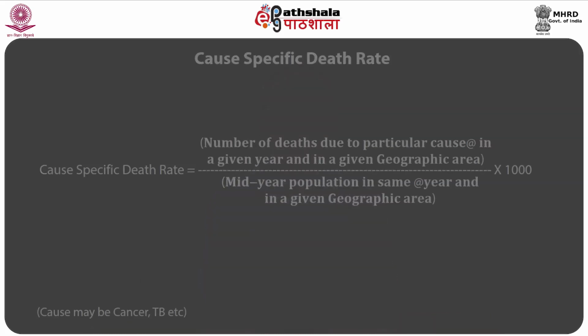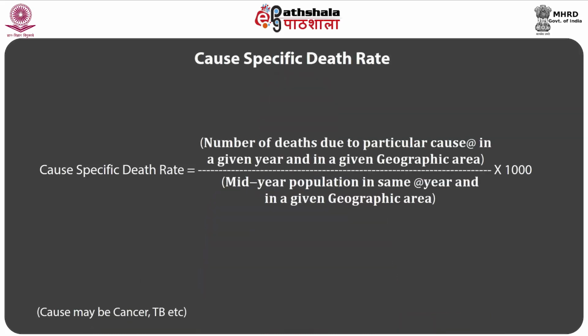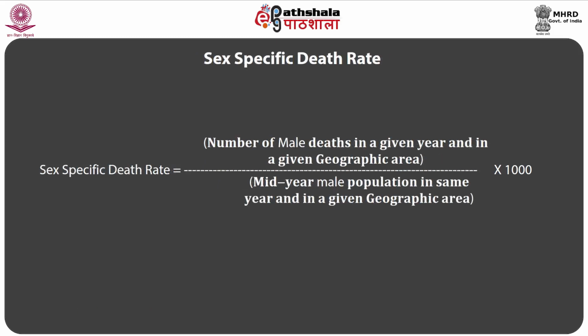Cause-specific death rates. Cause-specific death rate equals the number of deaths due to a particular cause in a given year and in a given geographical area, divided by the mid-year population in the same year and in the same geographical area, multiplied by 1000. The cause may be cancer, TB, etc. Sex-specific death rate equals the number of male deaths in a given year and in a given geographical area, divided by the mid-year male population in the same year and in the same geographical area, multiplied by 1000.